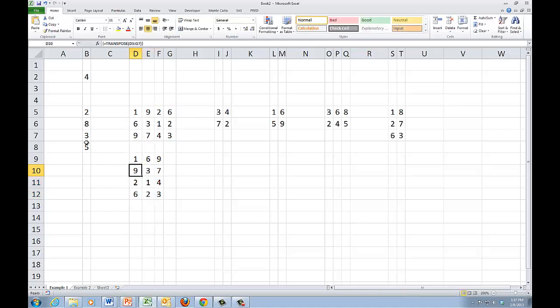Control, Shift, Enter, and you can see that the first row has become the first column, second row has become second column, third row has become third column. Now we can also add.